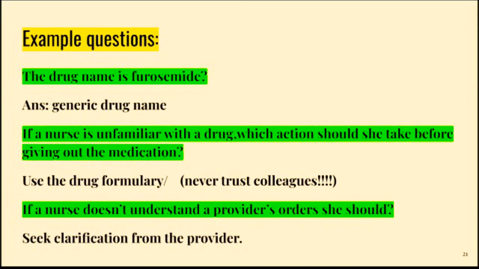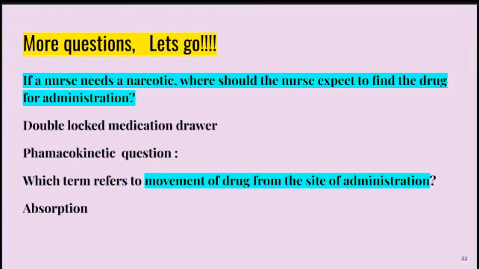All right, more questions. Let's go. If a nurse needs a narcotic, where should the nurse expect to find the drug for administration? She's going to expect to find it in a double-locked medication drawer, because it's a narcotic. Narcotics are not just regular medications. They're narcotics, and they're called narcotics for a reason, right? So they would definitely be in a double-locked medication drawer. So that would probably be the answer for the test again.